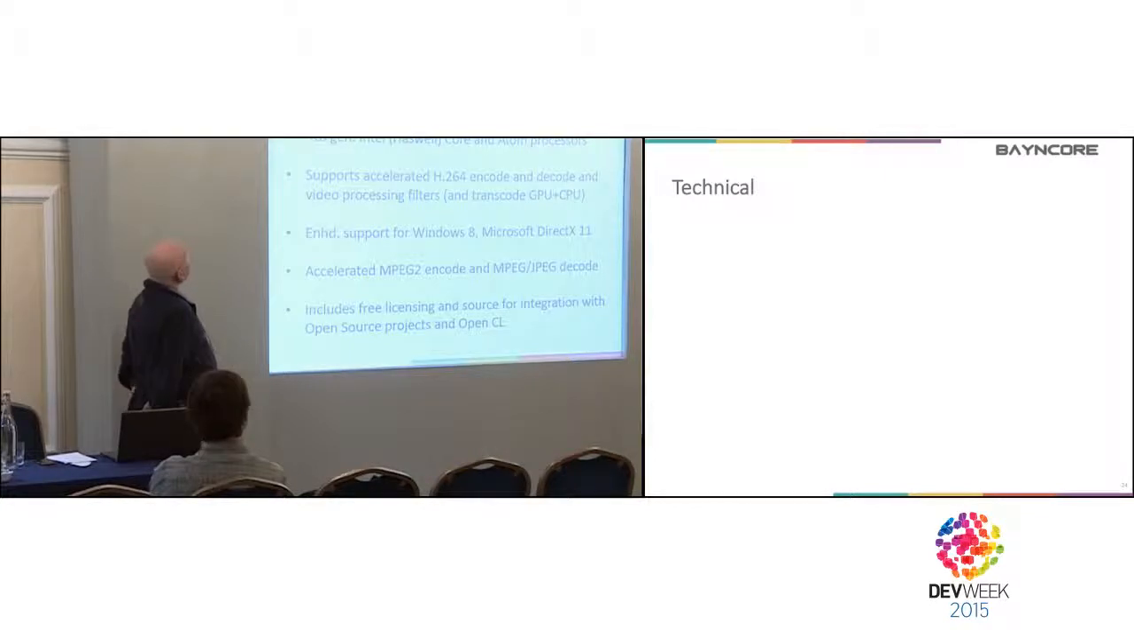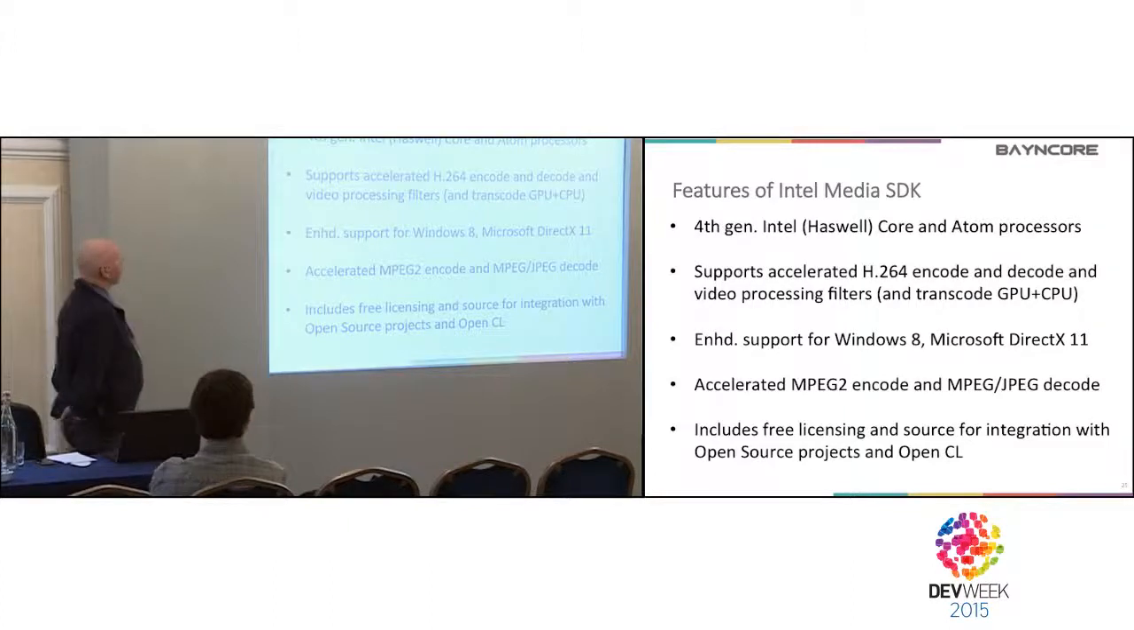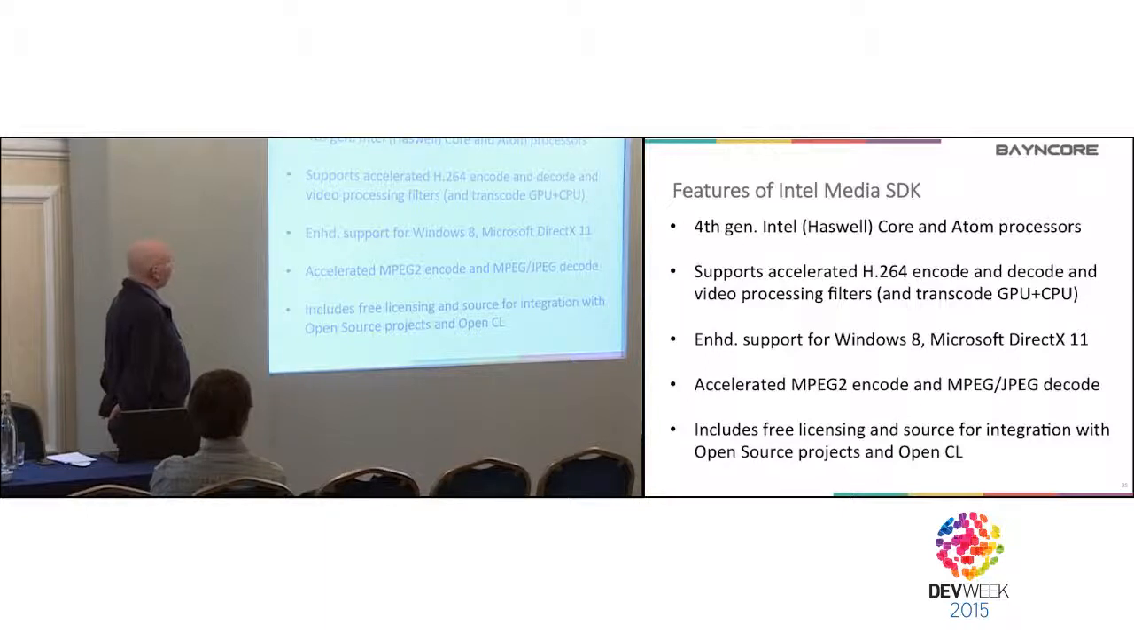Okay, it's actually from the second generation Intel chips, but the current versions are on the 4th generation Haswell cores and Atom processors, which means that you're on your standard laptops and your tablets. The H.264 standard is the high-definition standard, as I understand it, for HDTV. There is enhanced support for Windows and DirectX. Of course, then you've got the standard hardware implementations of accelerated MPEG encoding and decoding.